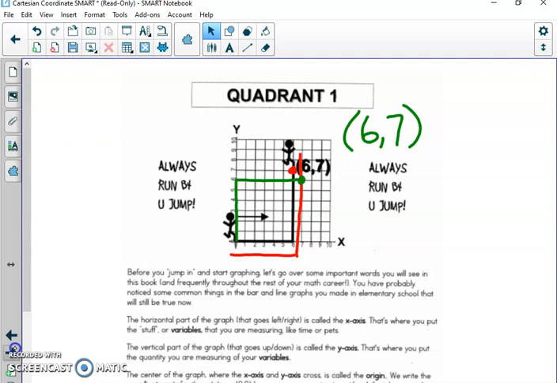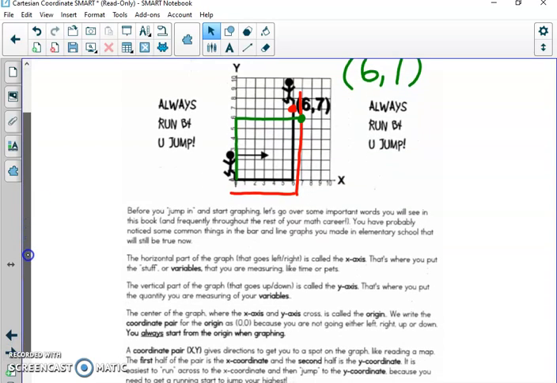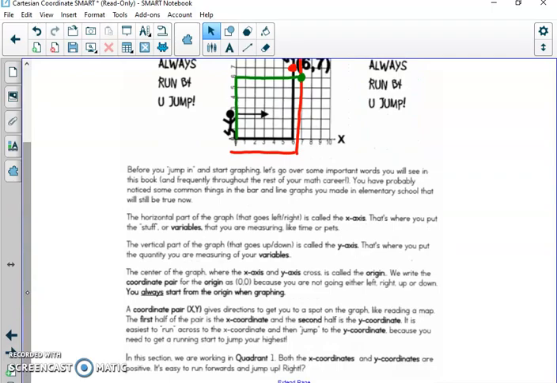So there's a bit of instructions on your assignment here. It says, before you jump in and start graphing, let's go over some important words. And you're going to use them now, but you're also going to use them throughout the rest of your math career. So the horizontal part of the graph that goes left to right is called the x-axis, just like what we talked about. Now, that's where you put the stuff or the variables that you are measuring, like time or pets.